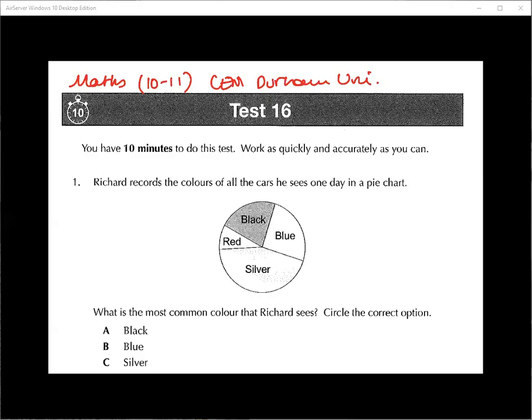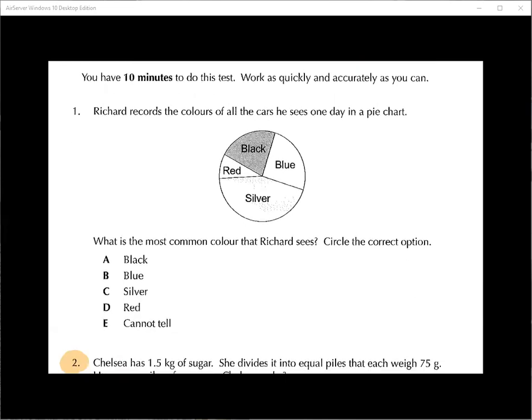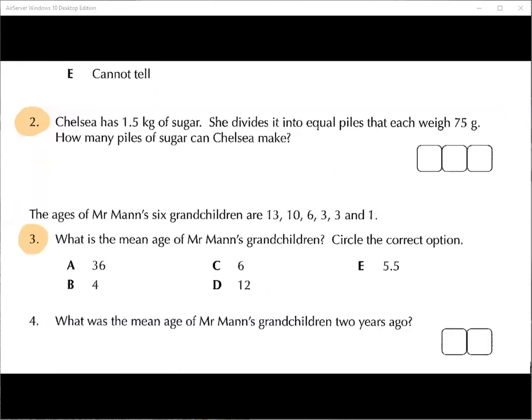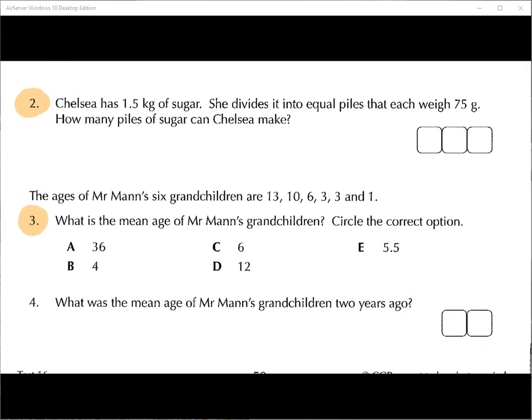Okay, let's go through some questions on math test 16, 10 to 11. Question number 2. Let's have Talha join me on question number 2, please.